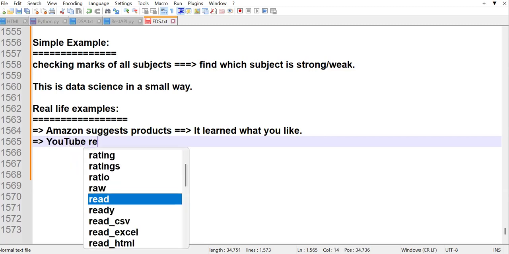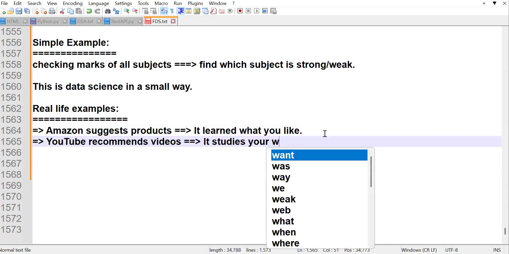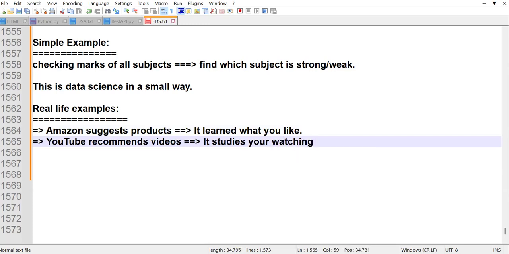YouTube recommendation. Okay, so how does YouTube recommend the videos? It studies your watching history. Based on your watching history, what content you are consuming, it recommends you videos. So it recommends you the relevant videos.